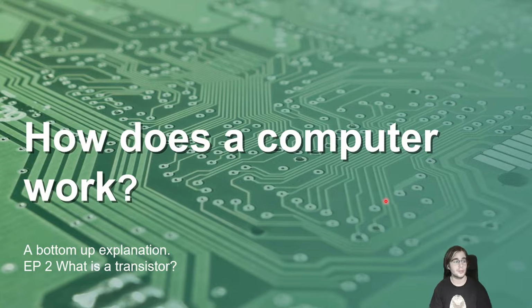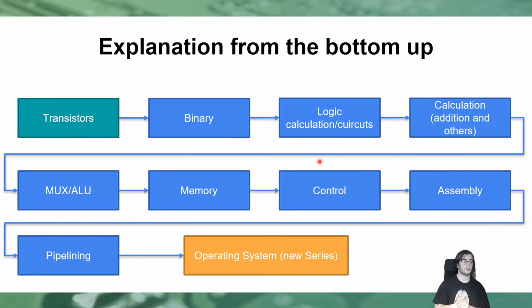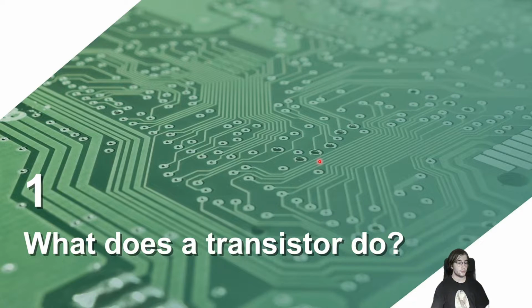And welcome to the second episode of How Does a Computer Work? A bottom-up explanation. In this episode, we're going to be talking about the transistor. Once again, the little graph of where we are currently. And yeah, first of all, what does a transistor do? I'm going to be explaining how a transistor works.